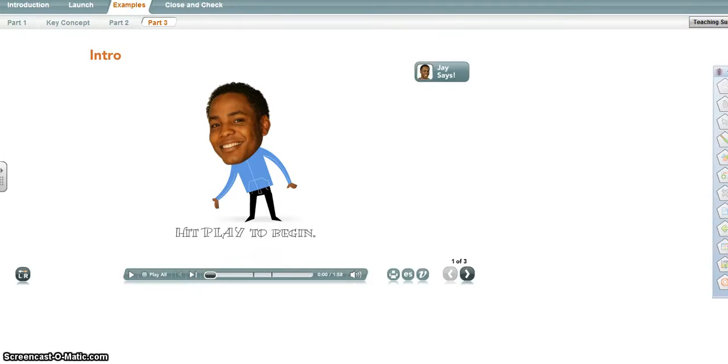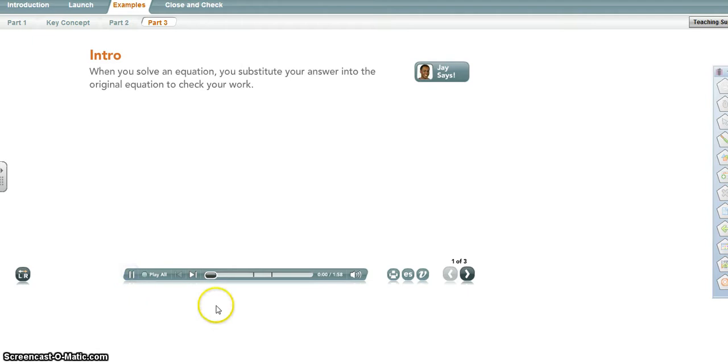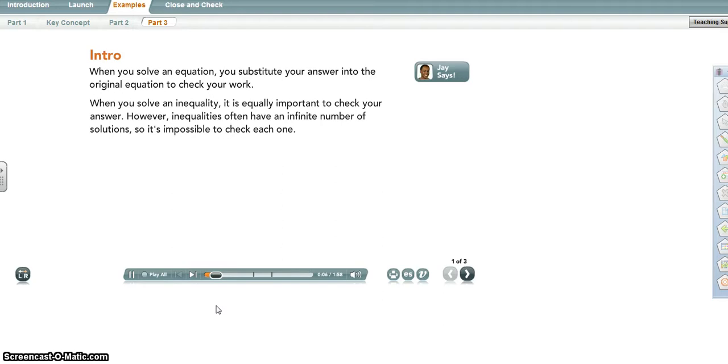Okay, let's look at how we can check our answers to inequalities. When you solve an equation, you substitute your answer into the original equation to check your work. When you solve an inequality, it is equally important to check your answer. However, inequalities often have an infinite number of solutions, so it's impossible to check each one.